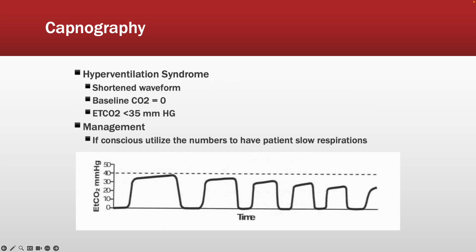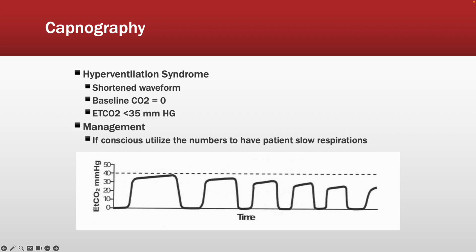Hyperventilation syndrome. You'll have shortened waveforms. Your baseline is again at 0, but the EtCO2 is going to trend down, less than 35. Management is going to be, if they're conscious, to utilize the numbers to have the patient slow their respirations. You'll see this in people who are hyperventilating or having panic attacks, anxiety.